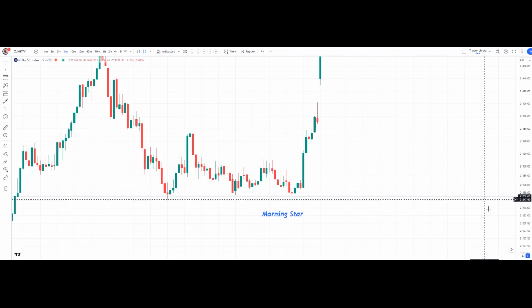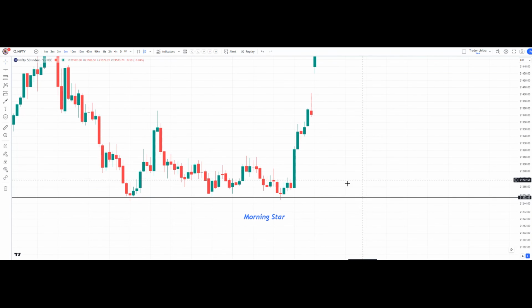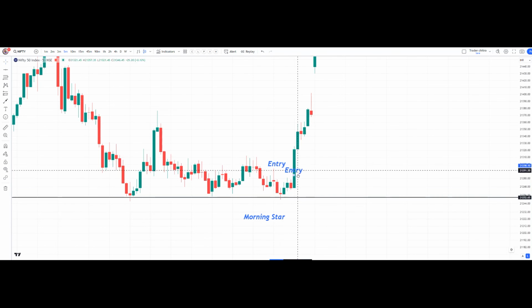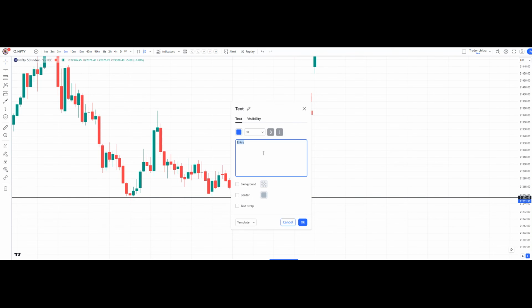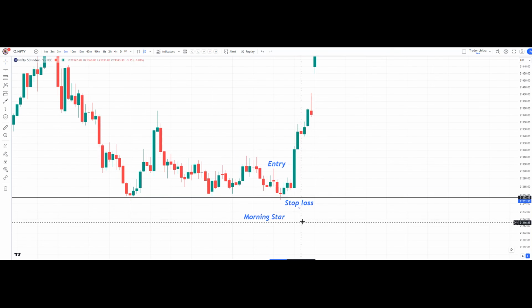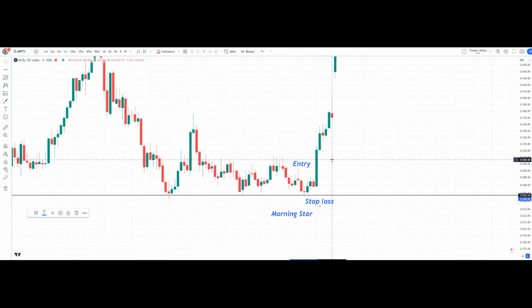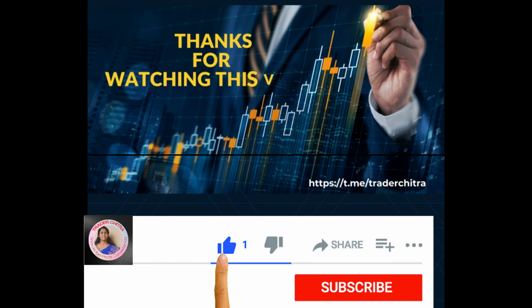So this is the pattern. This is a 3 candlestick pattern. So where can we enter into the long trade? We can enter into the long trade above the high of this green candle. This is the entry. So this is the entry for entering into the long trade, and the stop loss is always the low of this doji candle. So this is the stop loss. Once we enter into the long trade, we can see that there is an up move in the Nifty.